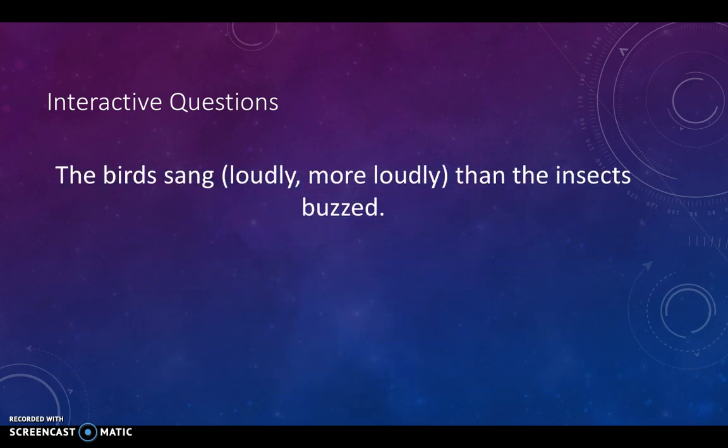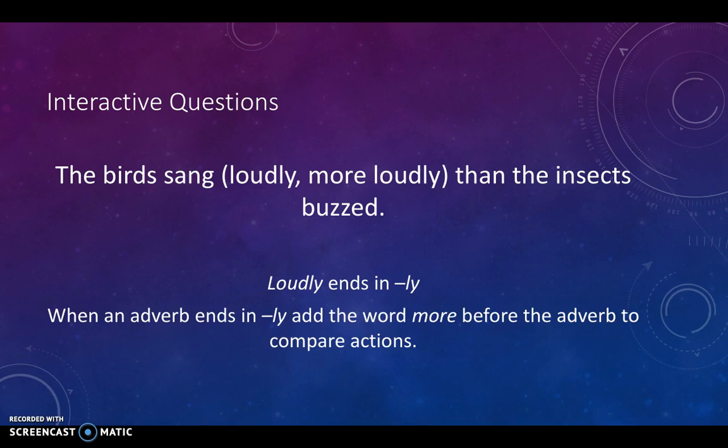Here's another question. The birds sang loudly or more loudly than the insects buzzed. Well, are two actions being compared? Yes, the birds singing and the insects buzzing are being compared. But loudly ends in ly. And when an adverb ends in ly, I add the word more before the adverb to compare the actions. So the birds sang more loudly than the insects buzzed.